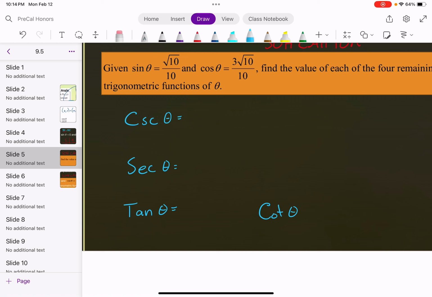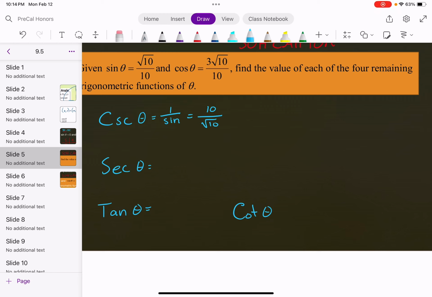Now, when we say cosecant, remember, this is the same as 1 over sine, which is the inverse of what the sine is already given, which is 10 over the square root of 10. And secant can be determined because it's the inverse of cosine, which was already given at 10 over 3 square root of 10. Now the question is really, how do we figure out our tangent and our cotangent?